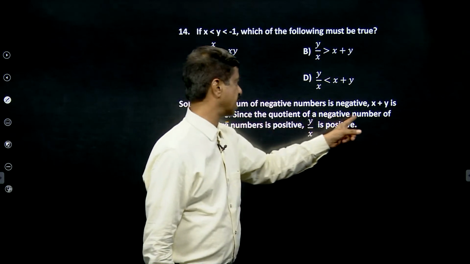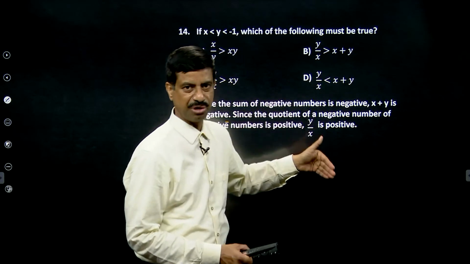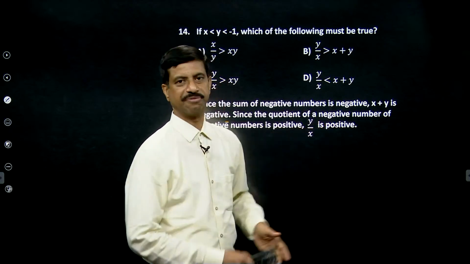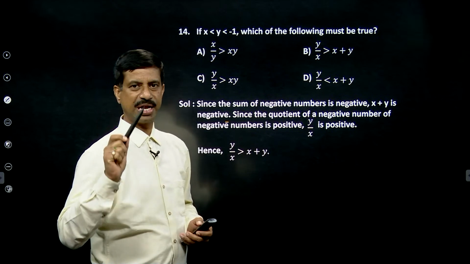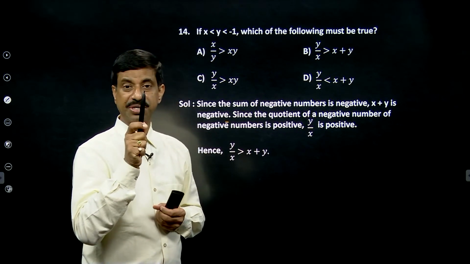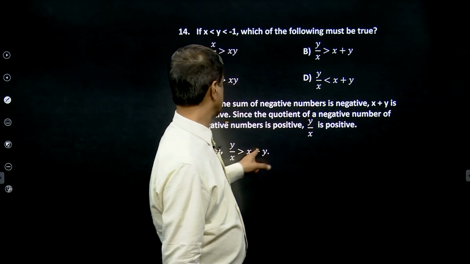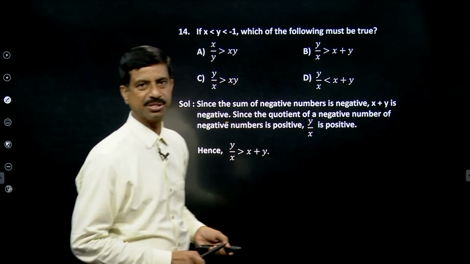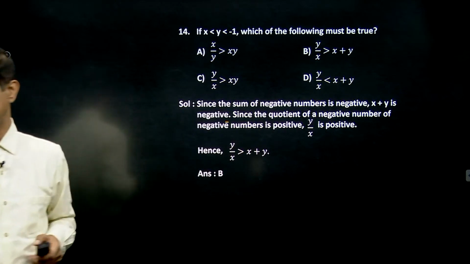Since the quotient, the ratio, of two negative numbers is always positive. Negative by negative is positive, negative plus negative is negative. So a positive number is always greater than a negative number. So y by x is always greater than x plus y. Which option satisfies y by x is always greater than x plus y? Which option satisfies, children? Option B satisfies. Please note it fast.